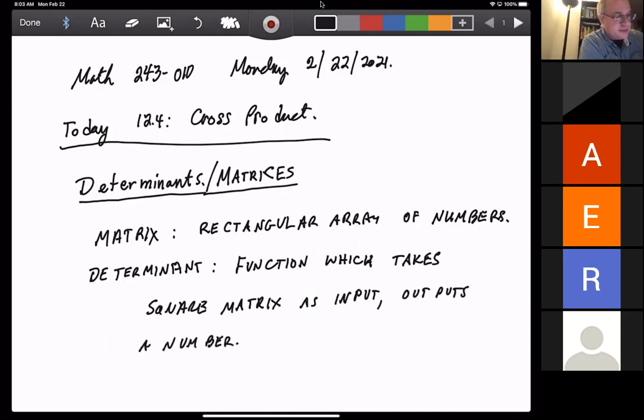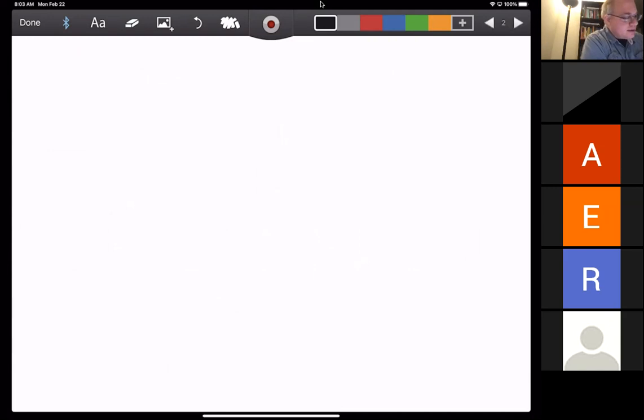Okay, so we've got a couple of definitions here. So here's an example of a matrix.